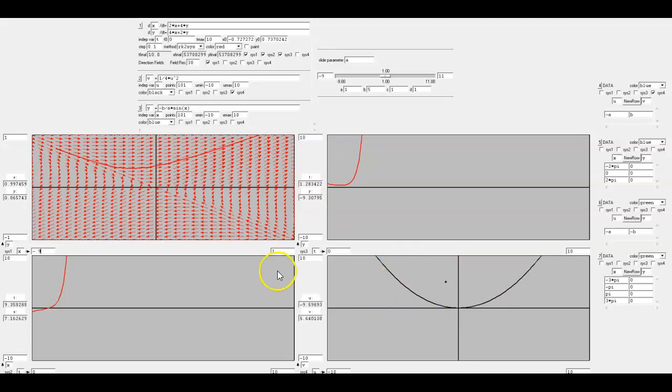We ignore this fourth graph. Don't worry about that. That has to do with options 2 and 3 down here. So if you uncheck that, it'll go away.